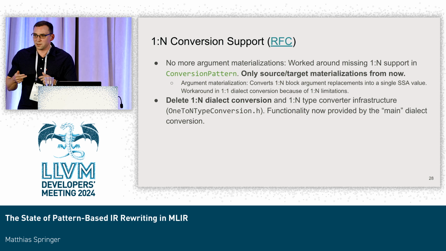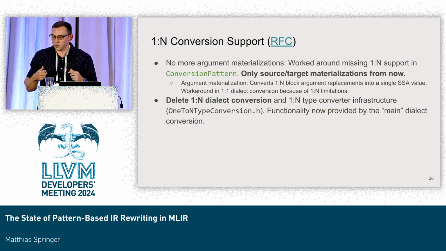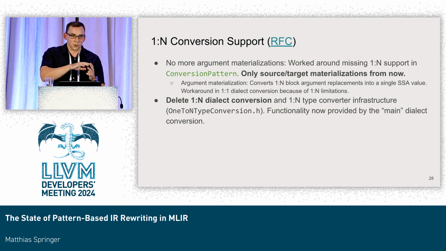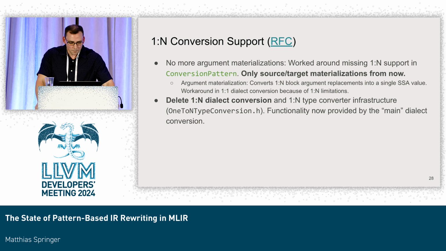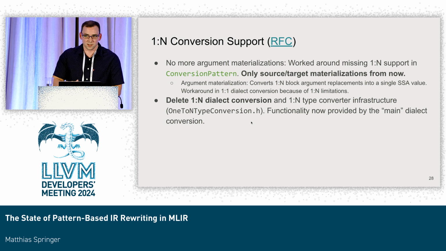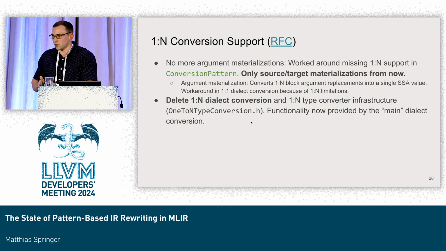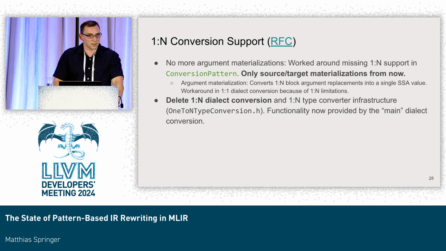And just as a reminder, the argument materialization was kind of a workaround in the dialect conversion to convert those multiple SSA values back into a single SSA value, because we had these limitations in the dialect conversion where not in all places we supported multiple replacement values. And that then finally allows us to delete the one-to-n dialect conversion, which you may be familiar with. It's in this one-to-n type conversion.h, a separate dialect conversion infrastructure which lives side by side to the main dialect conversion, so we won't need this anymore.